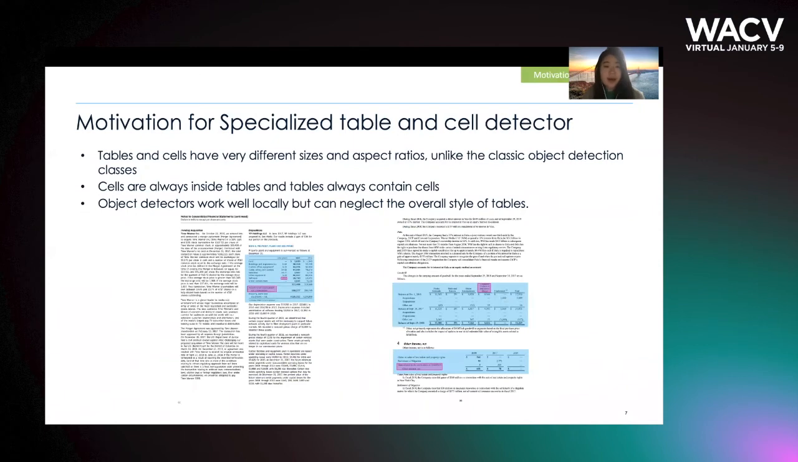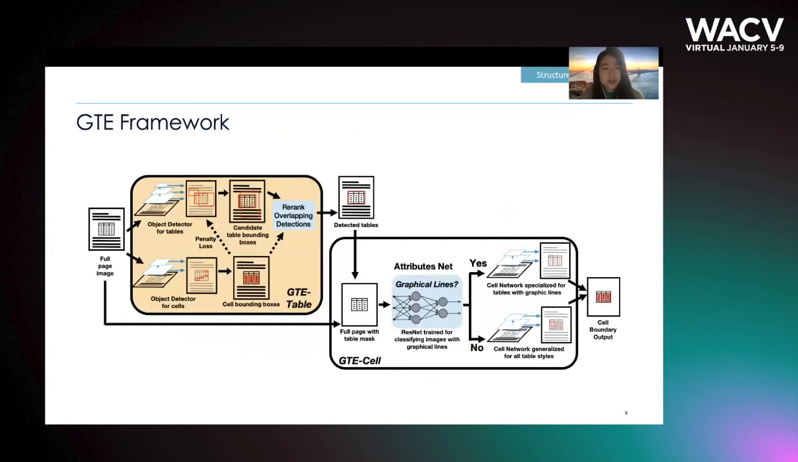So now that we have the data set, we look back at the model. We realized that there are several key insights that can help improve an object detector framework specialized for table and cell detection. The three key insights are that tables and cells have very different sizes and aspect ratios, which is very different from regular object detection classes. Cells are always inside tables, and tables always contain cells. And finally, object detectors can work well locally, but sometimes neglect the overall style of tables. So we exploited all these insights in our GTE framework, which resulted in state-of-the-art results in both ICDAR 2013 and 2019. You can look at more details on the results in our paper, as well as the method.